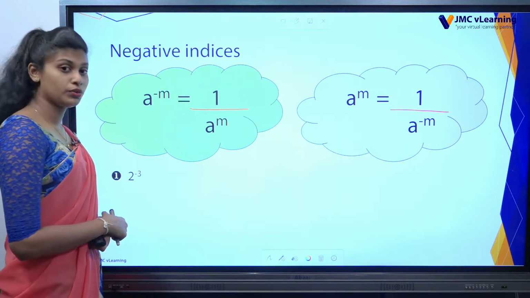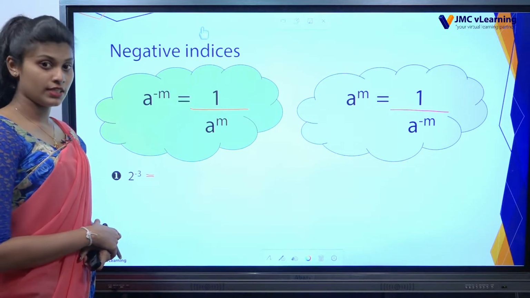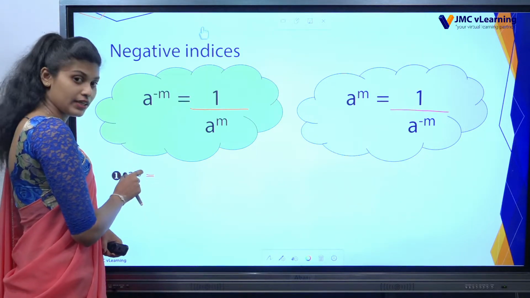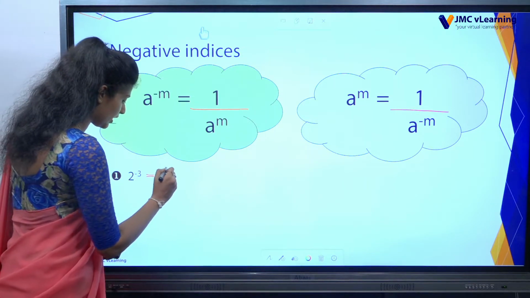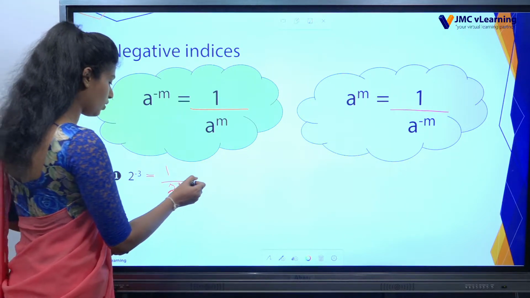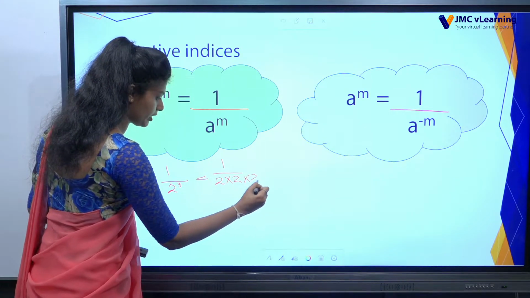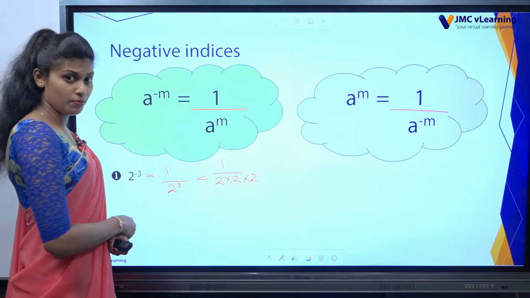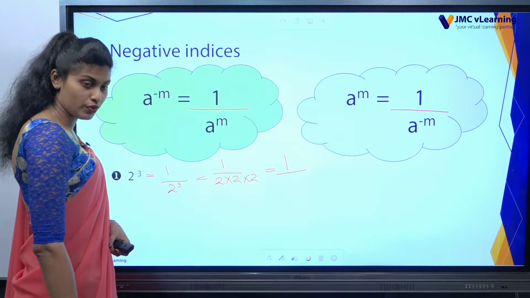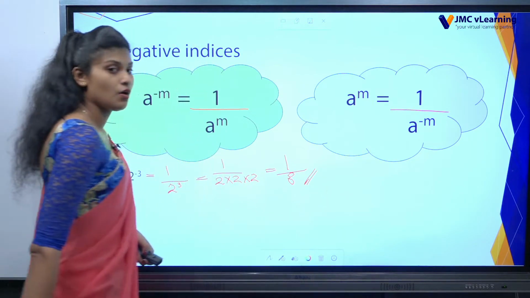2 to the power minus 3. Then first turn into a positive index. To remove that minus part, what do you have to do? You have to take this whole part to the below. Then 1 over 2 to the power 3. You can expand this below part: 1 over 2 into 2 into 2, because 2 to the power 3 means 2 you should multiply 3 times. Then what is the answer? 2 into 2, 4. 4 into 2, 8. Answer is 1 over 8.